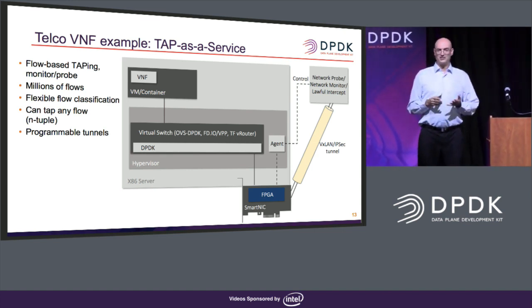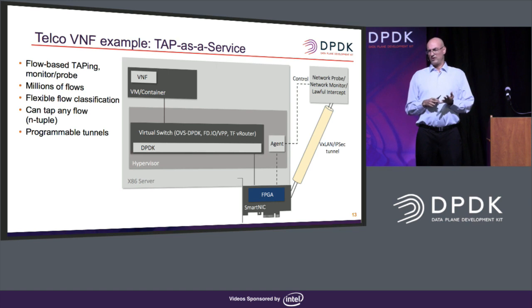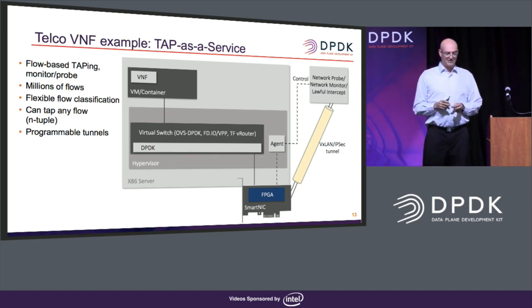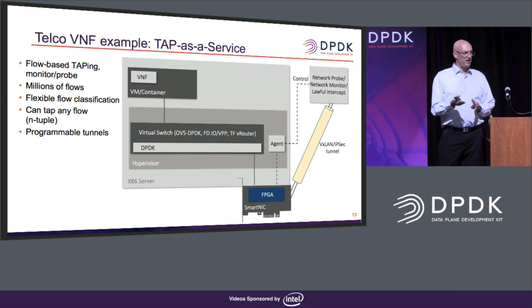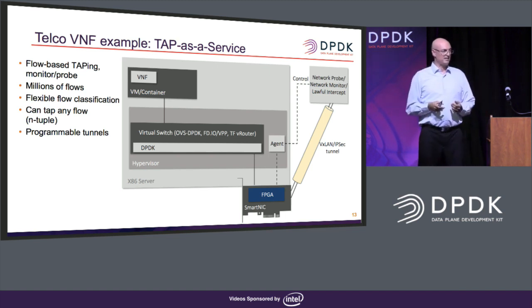What is a specific something? A specific flow. Could be the full port, receive or transmit, could be a specific VLAN, or it could be a specific subscriber. So whatever n-tuple, you send the command to the switch, and then the switch, the smart NIC, replicates all this traffic. It establishes some kind of a tunnel to this entity, maybe a network probe, like a VXLAN tunnel or IPsec tunnel, and then replicates the traffic and sends it to probing for further analysis.